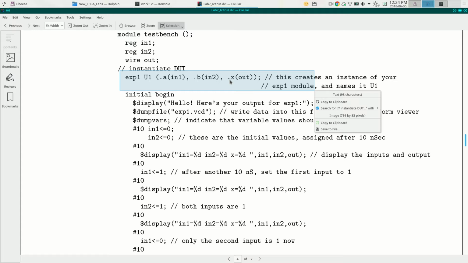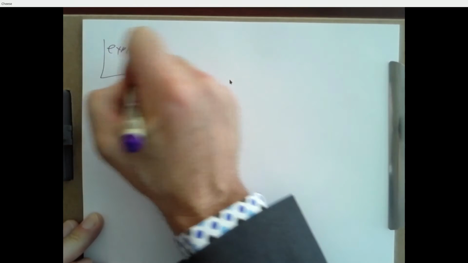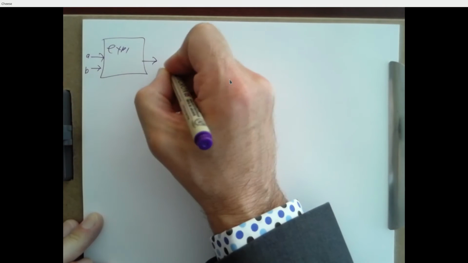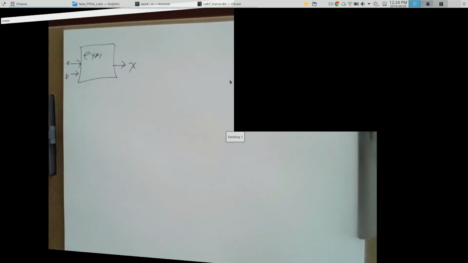And then everything else is basically the same. We give values to in1 and in2, and we look at this variable out. But this instantiation of exp1 is a critical piece of Verilog, right? So the idea is we have exp1. Right, system diagram. And we're creating a new module where we call it test bench.